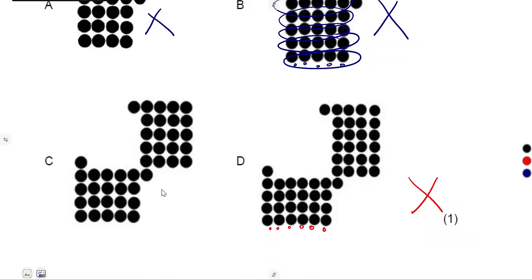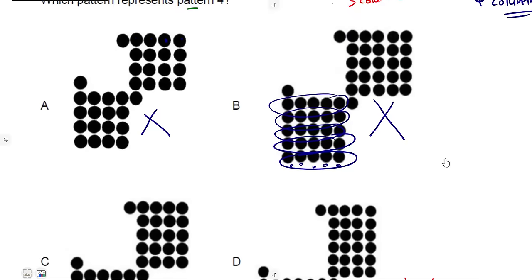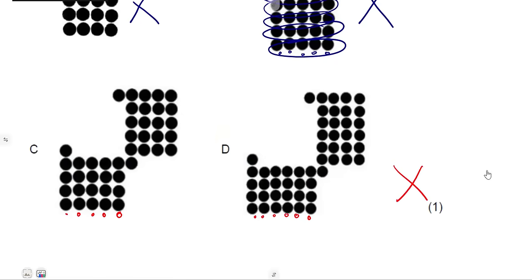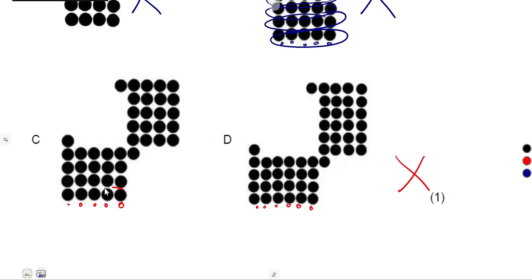All right. If we look into C, how many dots? 1, 2, 3, 4, 5. This is what we want, but let's see the rows. How many rows? Are they 4? And the columns, are they 5? Are they 4? The rows, all right.